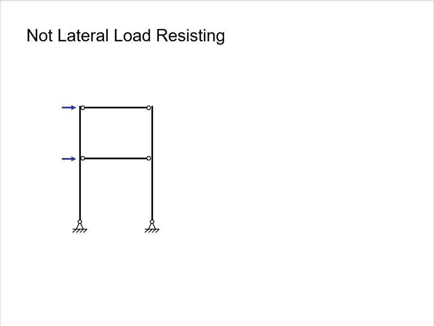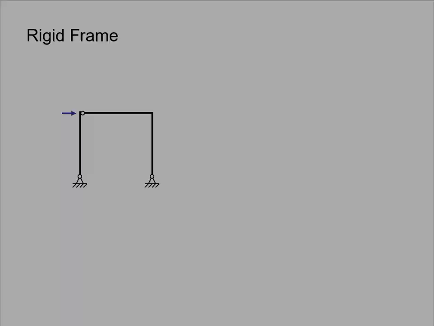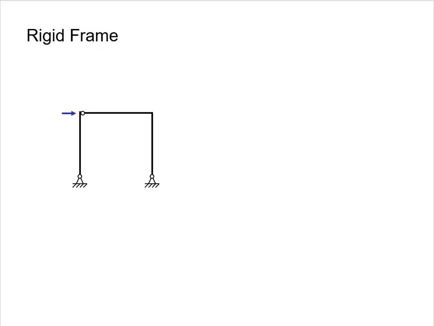If a structural frame has only pin connections and pin supports, there is no resistance to lateral load. Pushing sideways on this frame will result in the frame falling over. This is called kinematic instability. The pieces can move without changing shape. Adding rigid connection between a beam and column changes that.